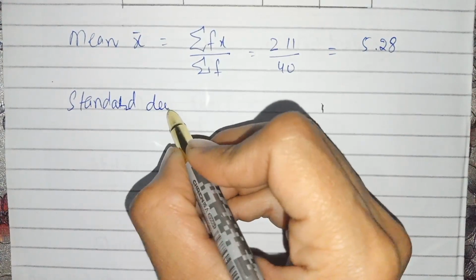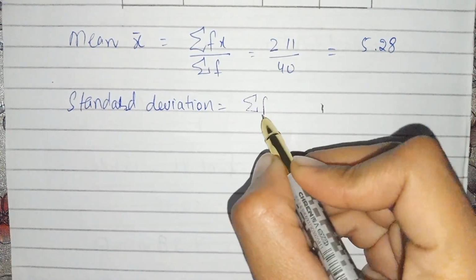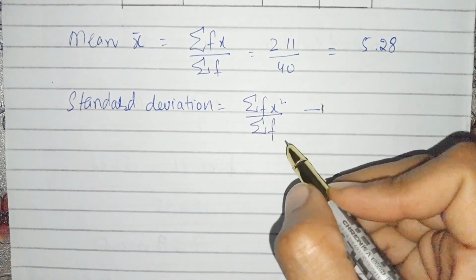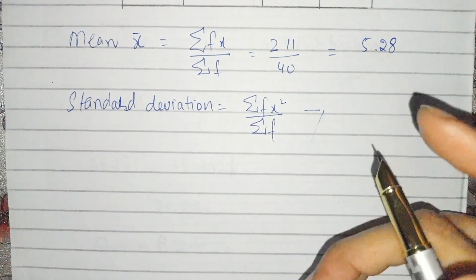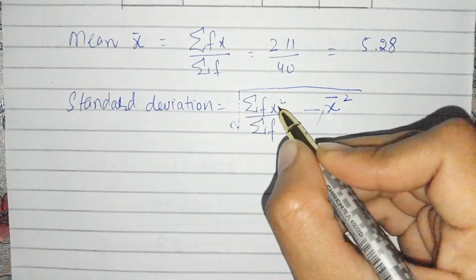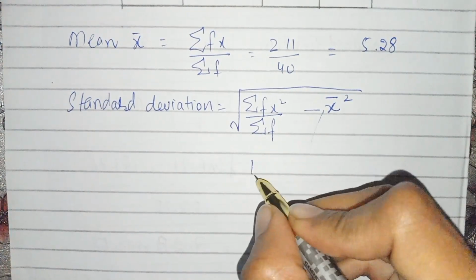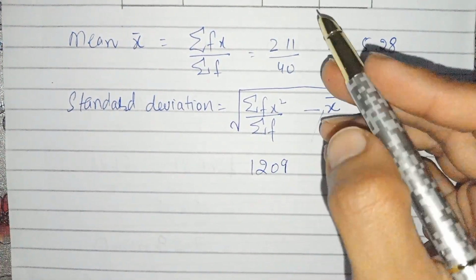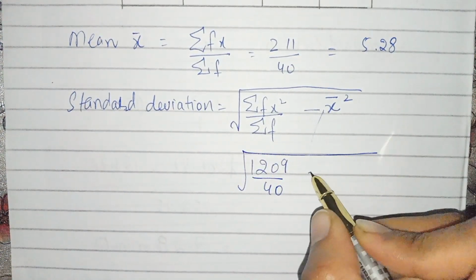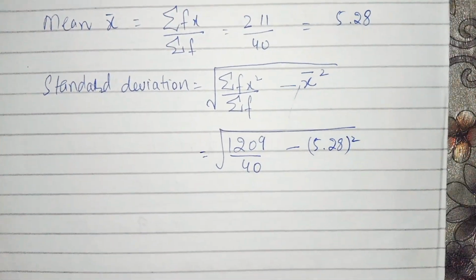Standard deviation is the square root of sigma fx square over sum of f, minus the mean value square. You know that the sum of fx square is 1209, and the sum of f is 40, and the mean value is 5.28 squared. Now we have to solve it.